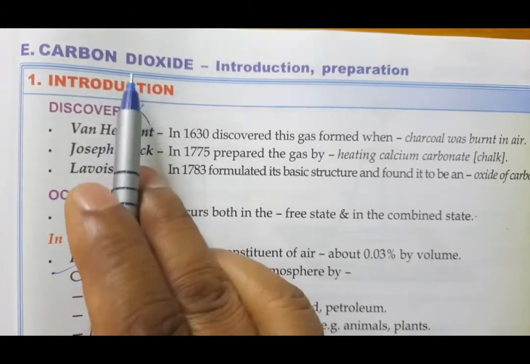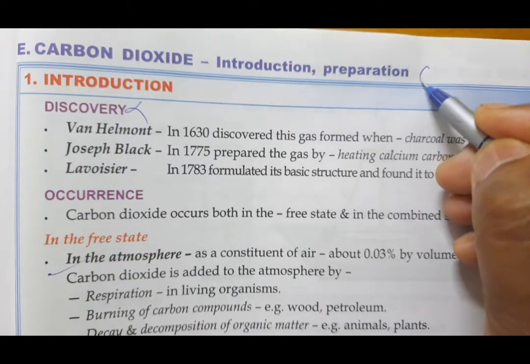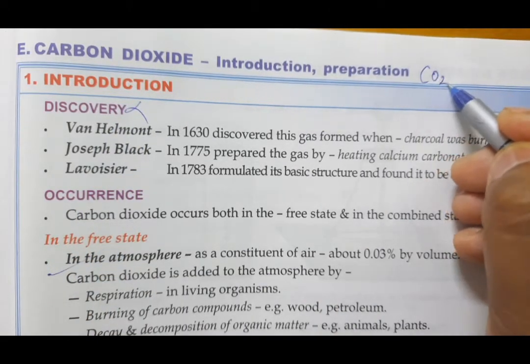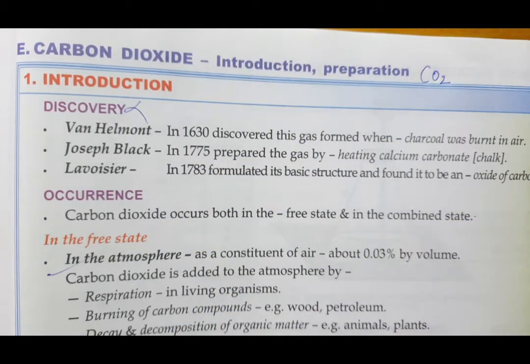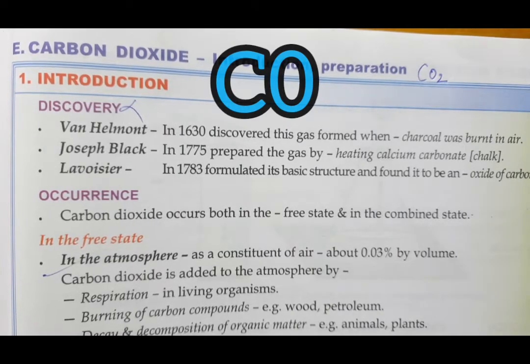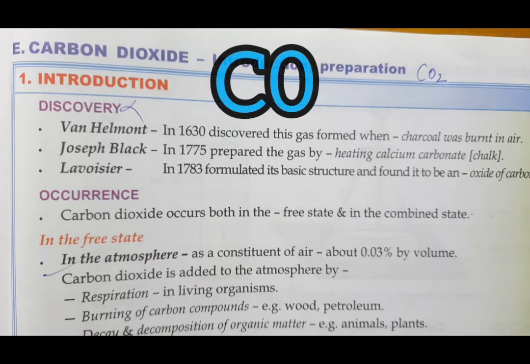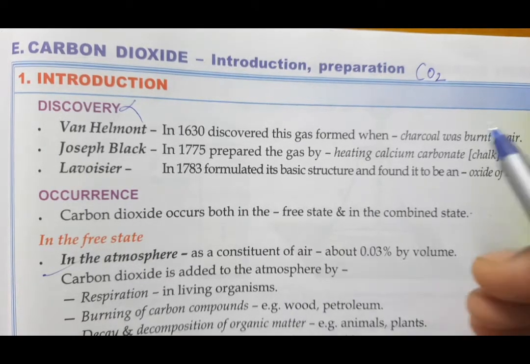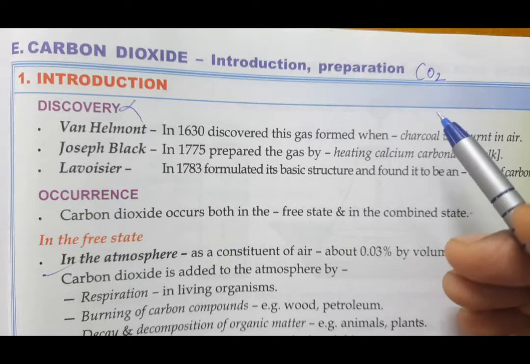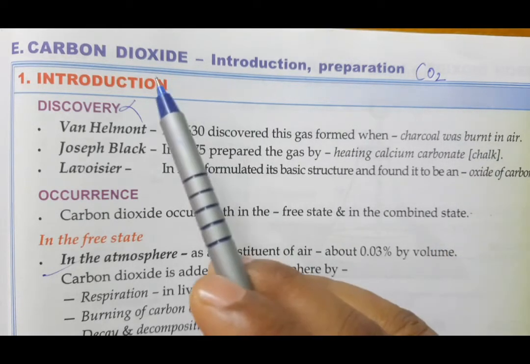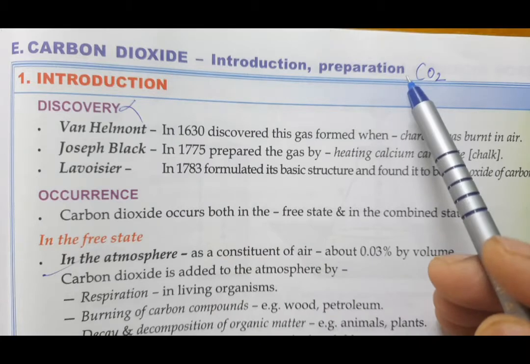One is carbon dioxide, whose formula is CO2. The other important compound of carbon is carbon monoxide, whose formula is CO. There are two compounds of carbon we have to learn: carbon dioxide, formula CO2, and carbon monoxide, that is CO, about which we will learn in our upcoming classes. So let us concentrate on the first compound of carbon, that is carbon dioxide.